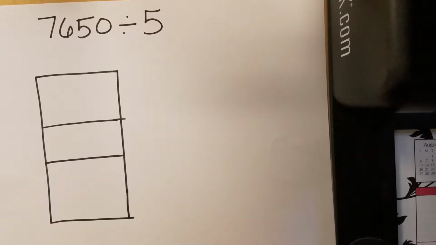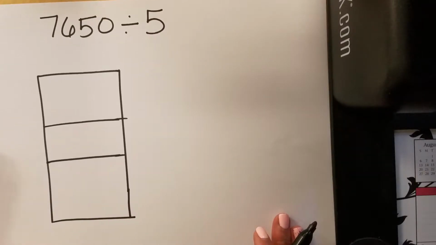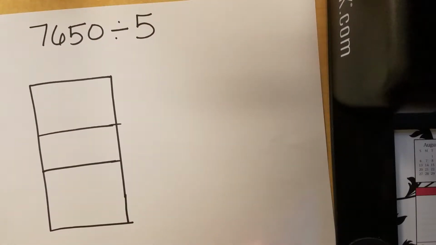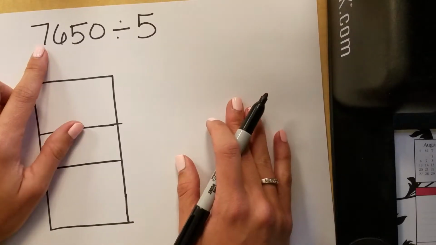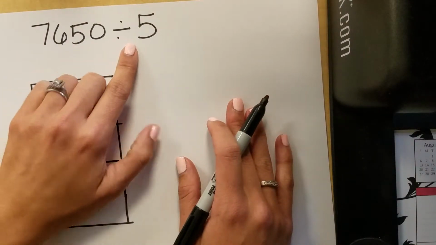A new strategy that might look a little foreign to you is the rectangular array or area model division strategy. So I wanted to give you a recording on how I teach the kids to do it, so if they have struggles at home you can help them. So our problem is 7,650 divided by 5.